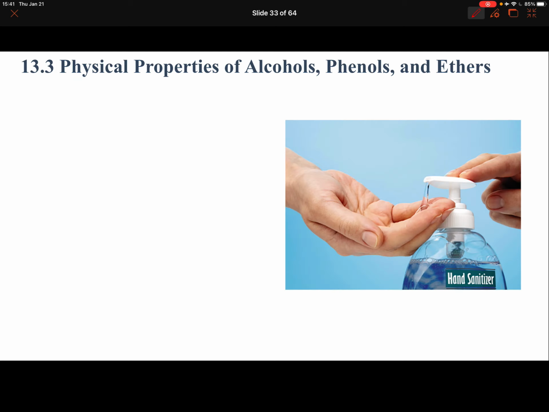All right, let's talk about physical properties of these compounds. So the learning goal here would be to describe and classify alcohols by their boiling points, and rank alcohols, phenols, and ethers, again by boiling points and solubility. So this is a hand sanitizer here. This is typically about 60% ethanol by volume. It could be as high as 85%.